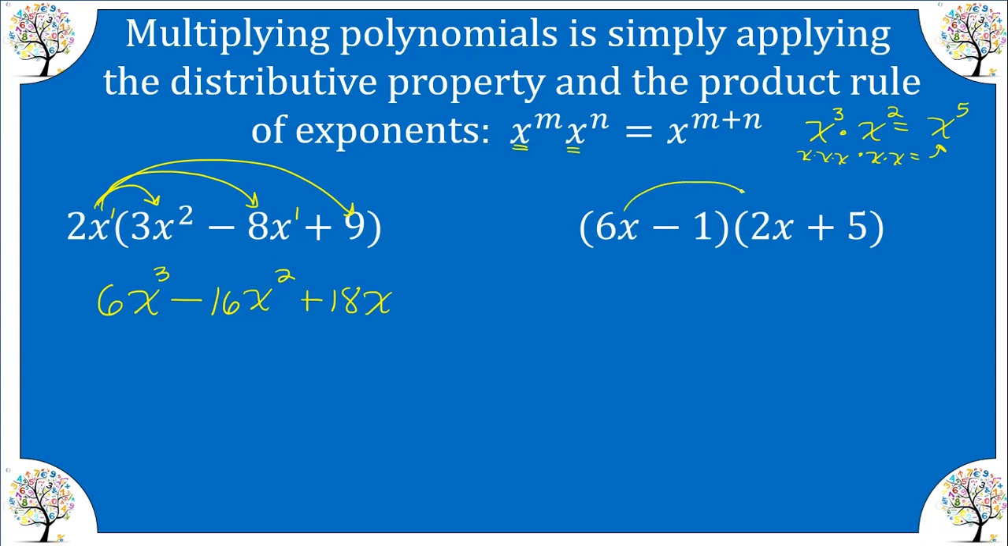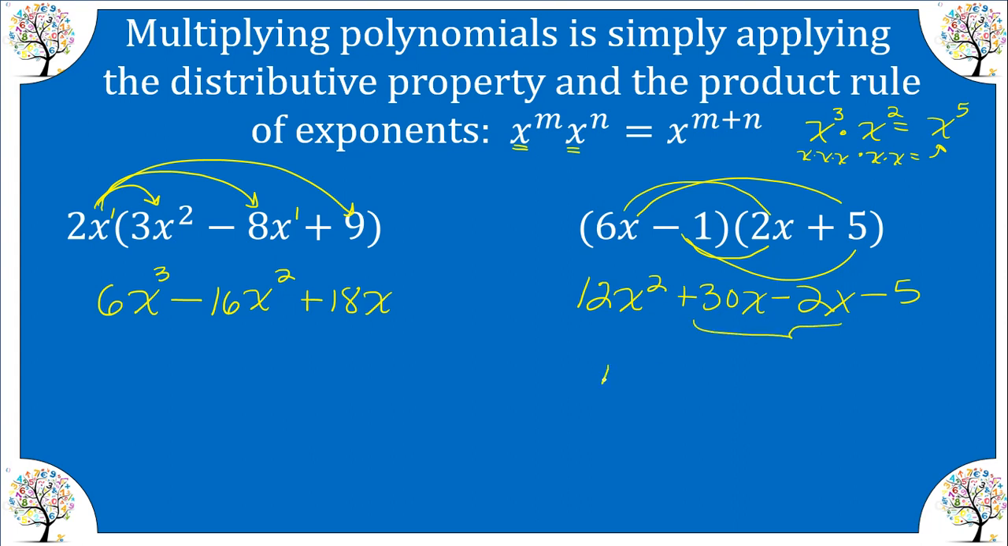So we have 6x times 2x, that's 12x squared. Then we have 6x times 5, that's plus 30x. So we're finished with the 6x. Now let's distribute -1. -1 times 2x, and now -1 times 5. Now we see that we can combine these middle terms, and we have 12x squared plus 28x minus 5.